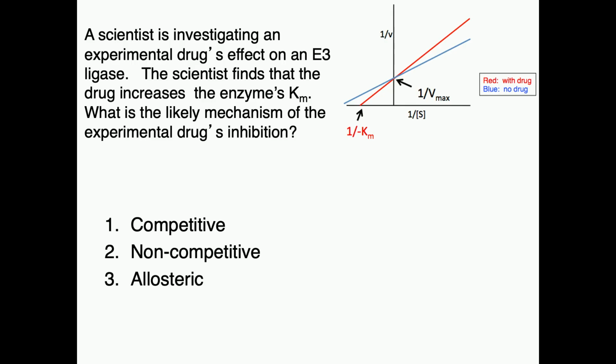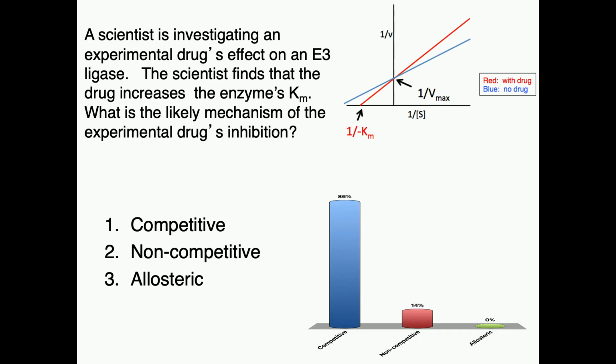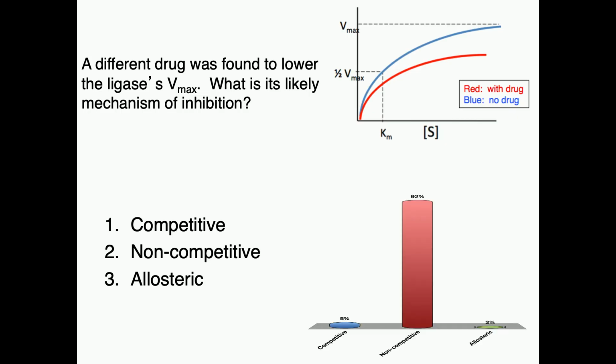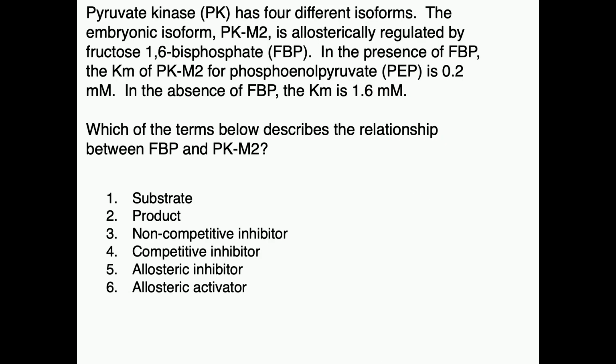Okay, pretty straightforward, right? If the Km is increasing, that's a competitive inhibitor. And here we have one with the Vmax decreasing. Now, not shown here, but this red would have its Vmax and then a half Vmax, and that would line up right with the Km, so the Km wouldn't change here. And this is defining a non-competitive inhibitor. Great. Okay.